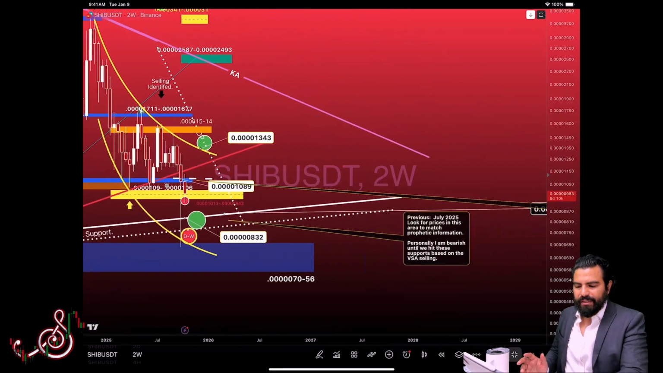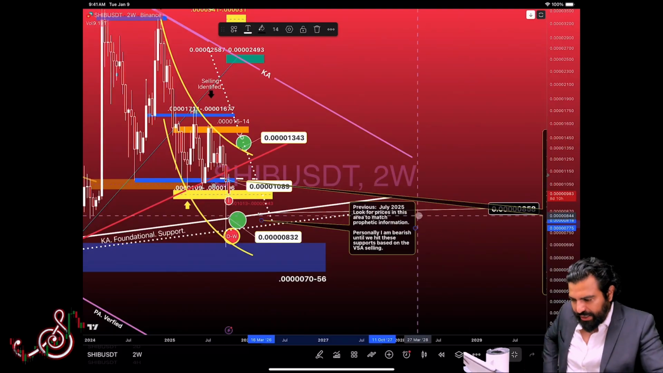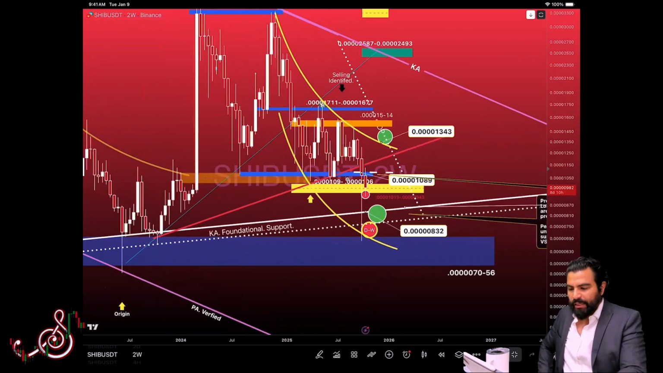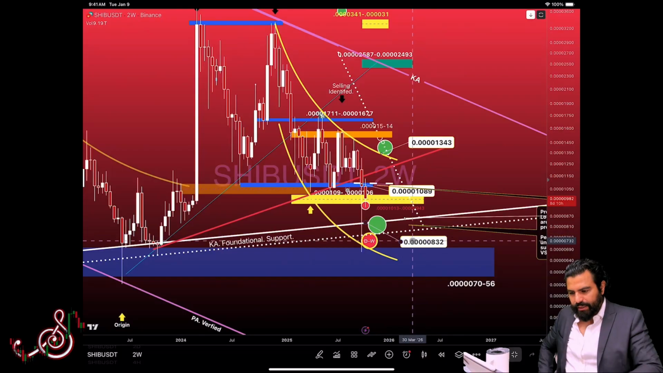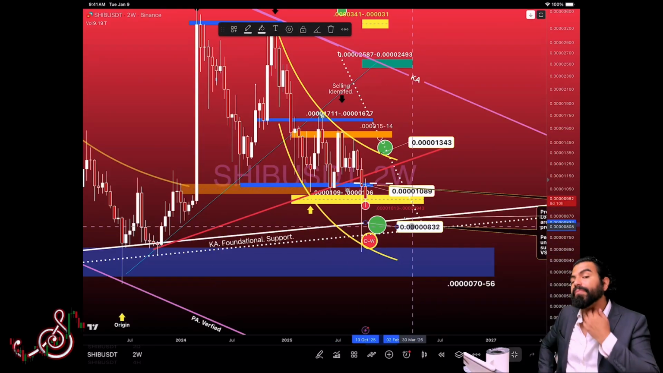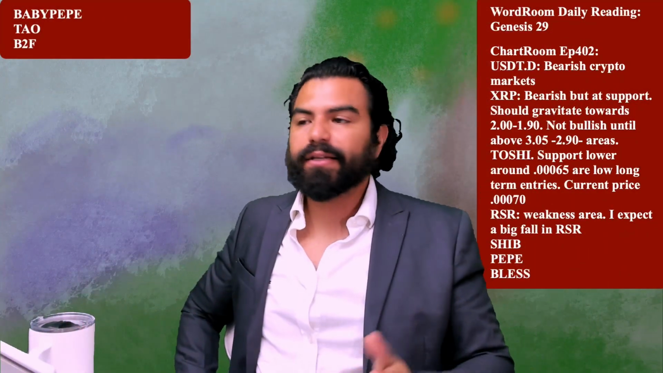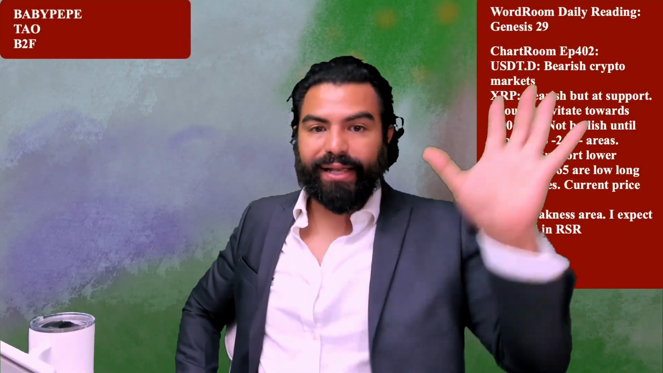It's nothing new. The SHIB chart here, previously July 2025, look for prices in this area to match prophetic information. Personally, I'm bearish until we hit these supports based on the selling in the VSA. So I think that SHIB needed to hit these areas. We hit them, but based on USDT.D, as I mentioned, guys, earlier in my report, both on Monday and today, it's still the same. We need to be playing in these areas.